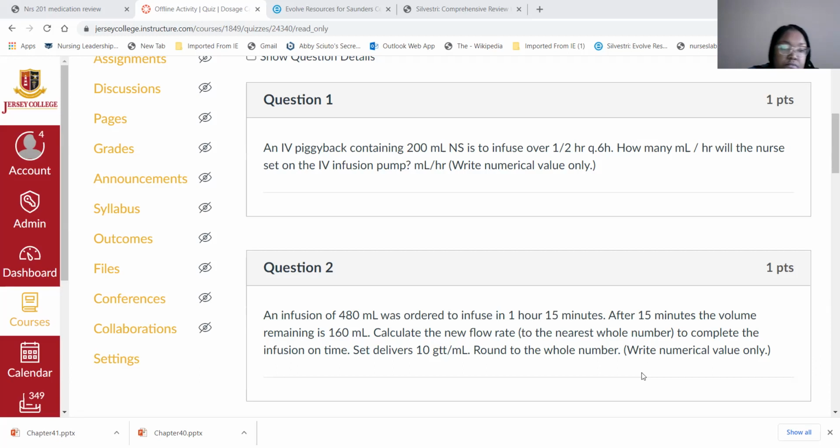Okay, let's look at the next one. Infusion of 480 mLs was ordered to infuse in 1 hour and 15 minutes. After 15 minutes, the remaining volume is 160. Calculate the new flow rate to complete the infusion on time. So we already went for 15 minutes, but it was supposed to go for an hour and 15 minutes. So what we have left, our time is now what? An hour, 60 minutes. What is our total volume here? 160 is left.